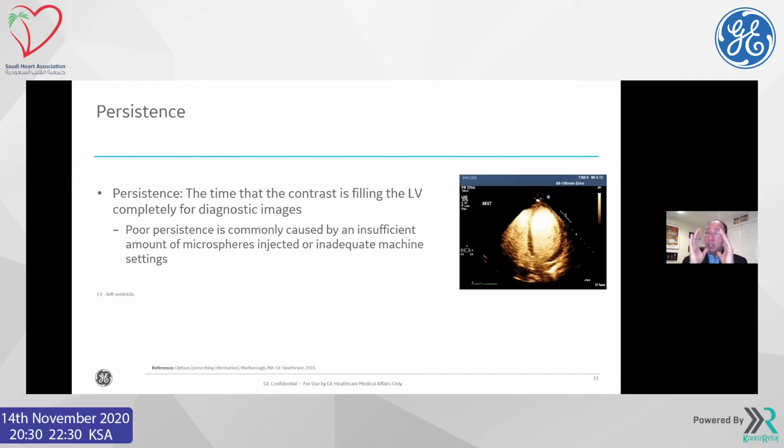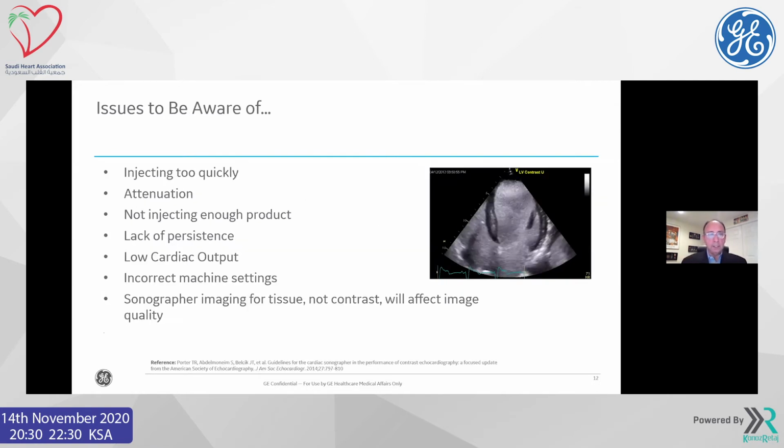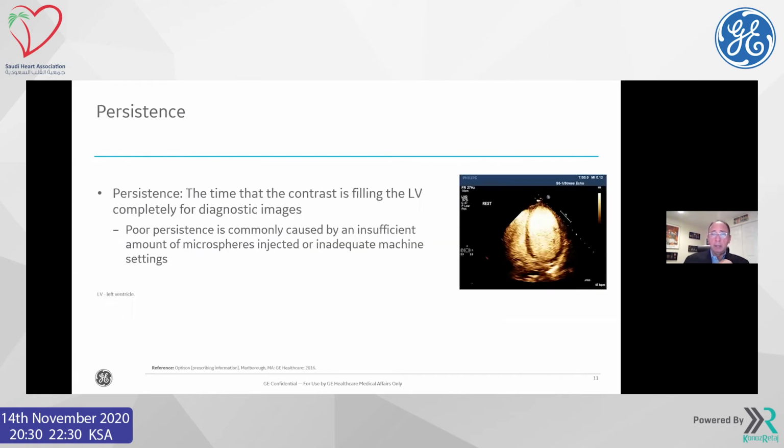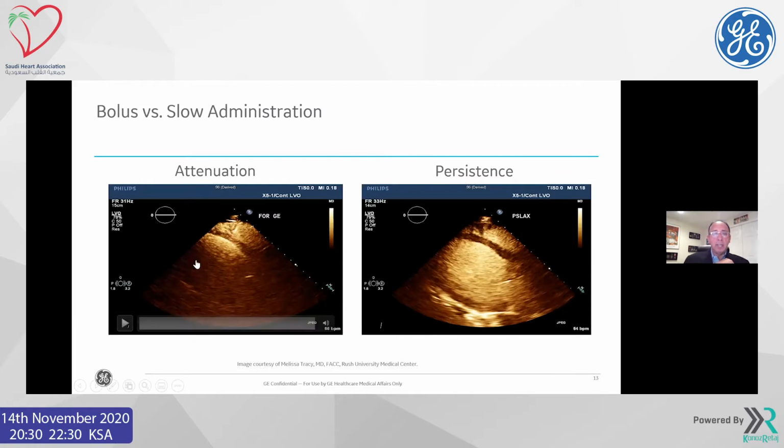So if you notice ejection fraction being a little low, be a little more aggressive with your administration. That's just one of the keys. If it does attenuate, and let me go back here a little bit. Let's say you do have this attenuation. How do you overcome it so it turns to the right side?